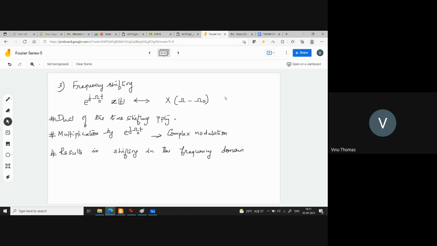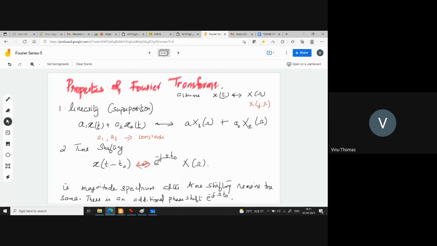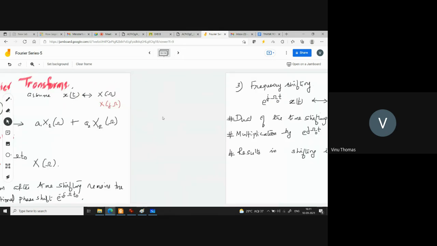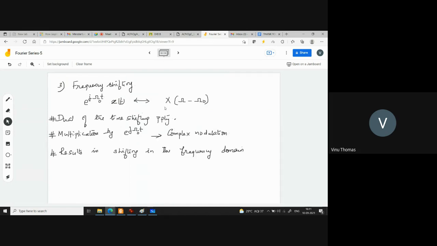The proof is trivial. It's just like the proof for time shifting. I have not given the proof for time shifting as well. However, you have done the proof for a similar property of the Fourier series, so I will leave that to you to prove the properties. Multiplication by e raised to j omega 0 t is called complex modulation. This results in shifting in the frequency domain.